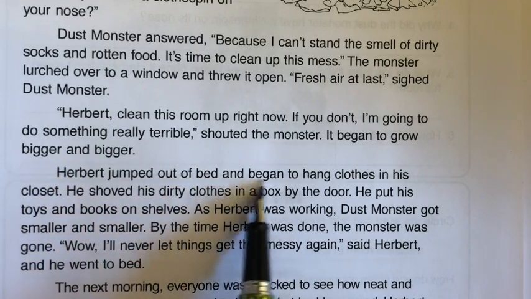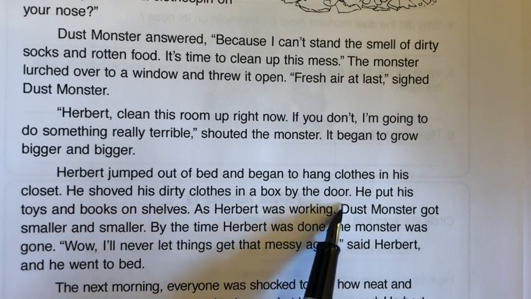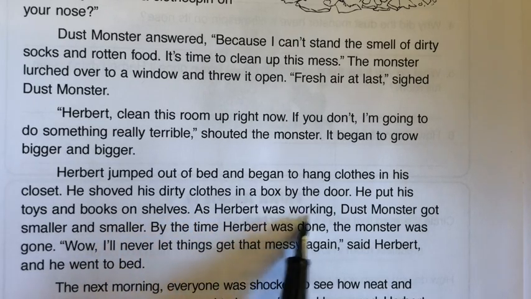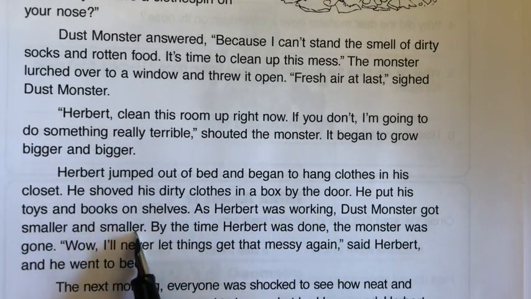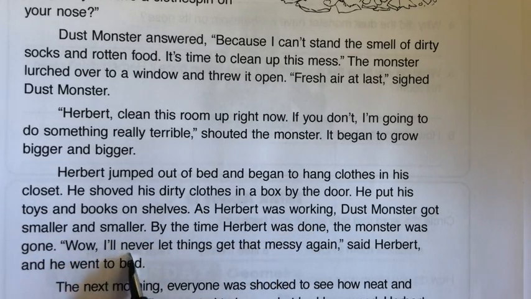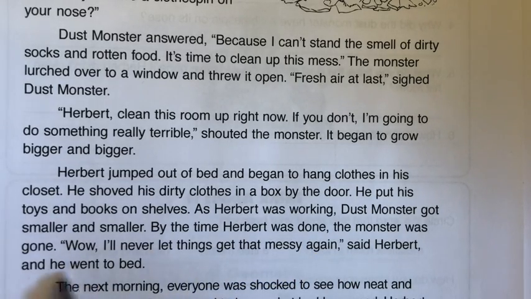Herbert jumped out of his bed and began to hang clothes in his closet. He shoved his dirty clothes in a box by the door. He put his toys and books on shelves. As Herbert was working, Dust Monster got smaller and smaller. By the time Herbert was done, the monster was gone. "Wow, I'll never let things get that messy again," said Herbert, and he went to bed.